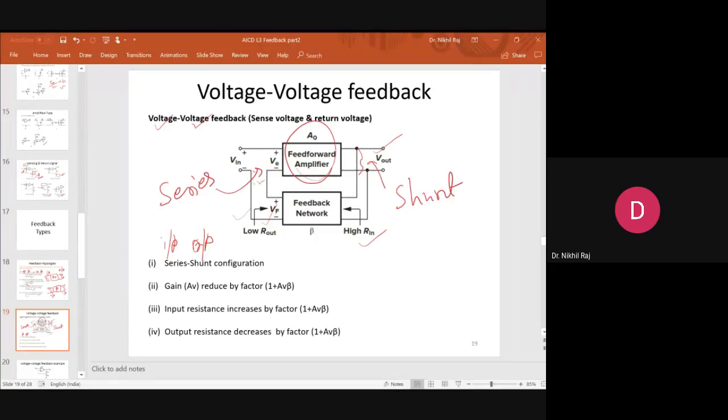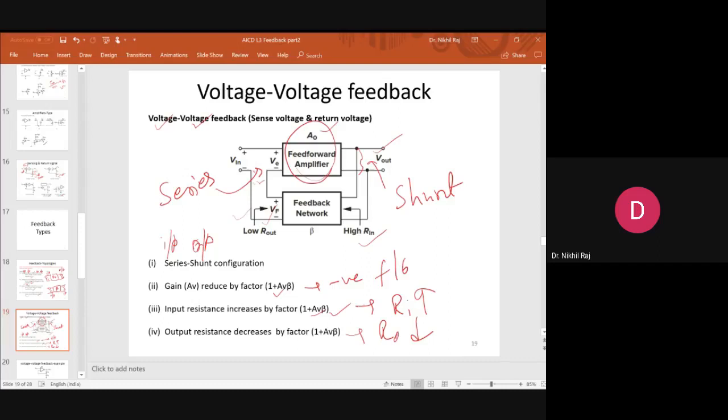Now what are the other consequences? Since it is negative feedback, my gain will always reduce by the desensitivity factor, that is 1 plus A beta. Here A is the amplifier's gain, so that is 1 plus AV into beta. The second observation is that the input resistance will always increase by a factor of 1 plus A beta. Here RI, the input resistance of the amplifier, will increase by that factor, and the output resistance will decrease by it.